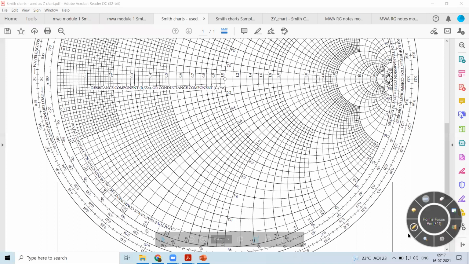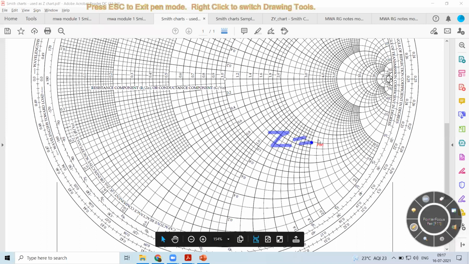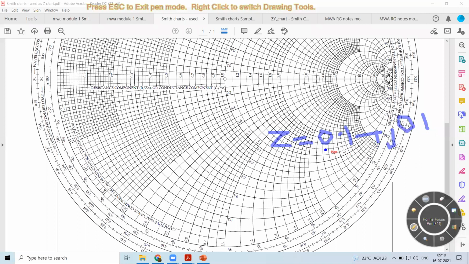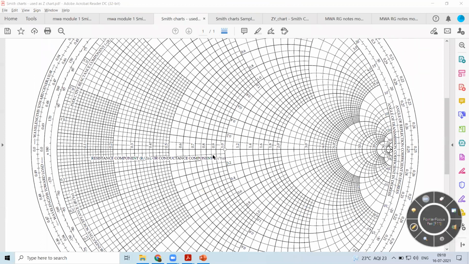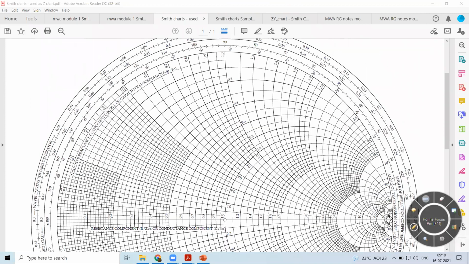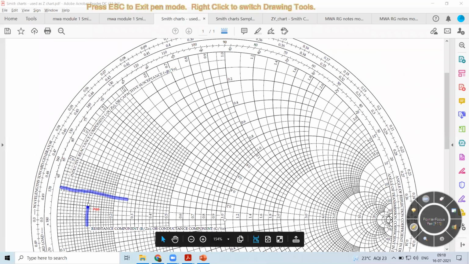So here, whenever you have some values, if the overall value is 0.1 plus j 0.1, just for example, you can see that we have a resistive component which is 0.1 and a reactive component which is plus 0.1. So how do I plot this? I check out where is the 0.1 resistive circle. So here it is, 0.1. And I check out where is plus j 0.1. If you traverse on this, you can see that plus j 0.1 is this reactance circle and the 0.1 resistive circle is this.